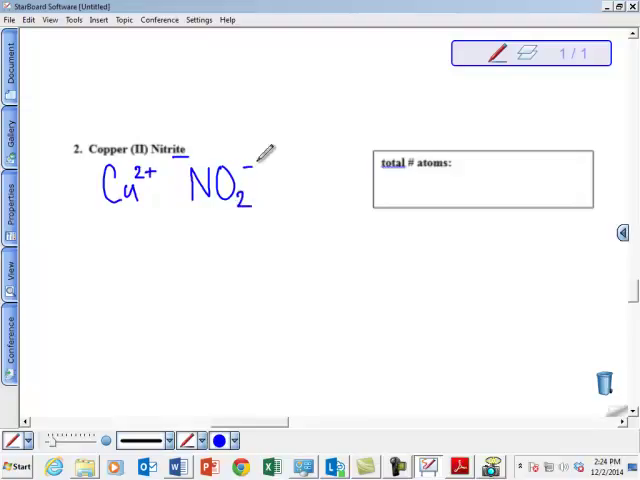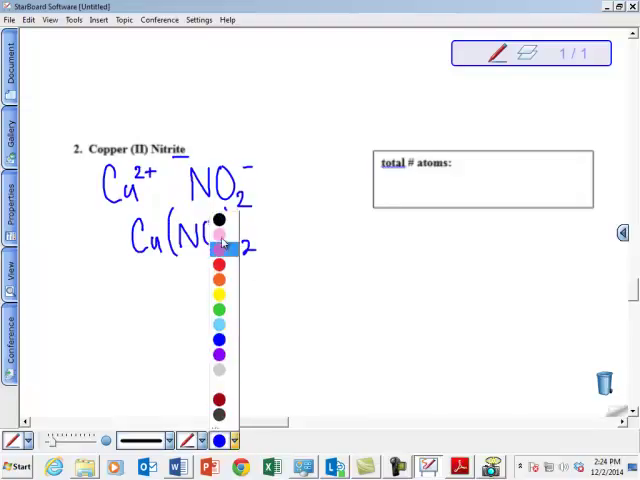All right, so when we bring these together, it would be Cu, NO2. Now what do I do? Because I need 2 nitrite. Parentheses. Yeah, see how those rules don't go away? You still need to know that. All right, if you want to, over in this box, now that you've got the formula, you can start filling in.